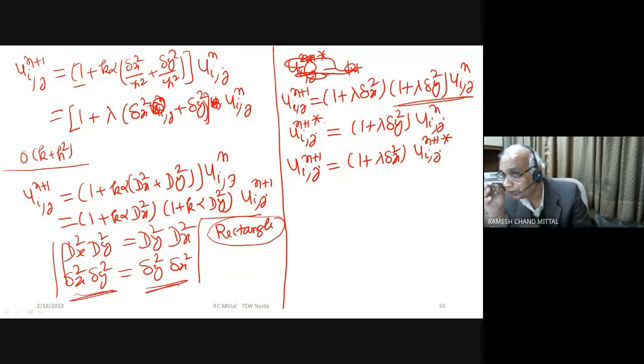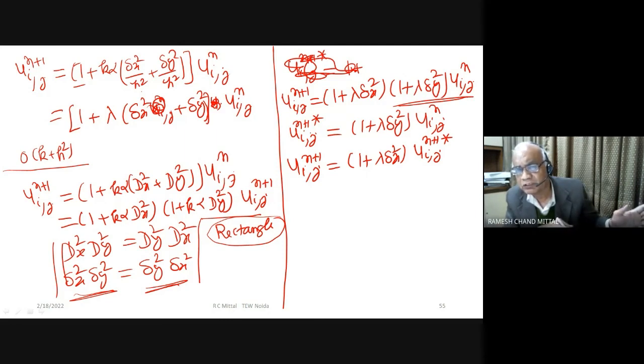Computationally, see that otherwise I get so many points because I expand all the terms of δx² and δy². But here, I go first along the y direction and find all u_ij^(n+1)*, the same way as I do my two-level explicit scheme in one direction, but it has to be done m times, where m are the points along the x direction. So I find all u_ij^(n+1)* going along the y direction only: first I get all j, then second I get all j, so i equal to 1, i equal to 2, i equal to 3, i equal to 4, I keep on doing so along the y direction.